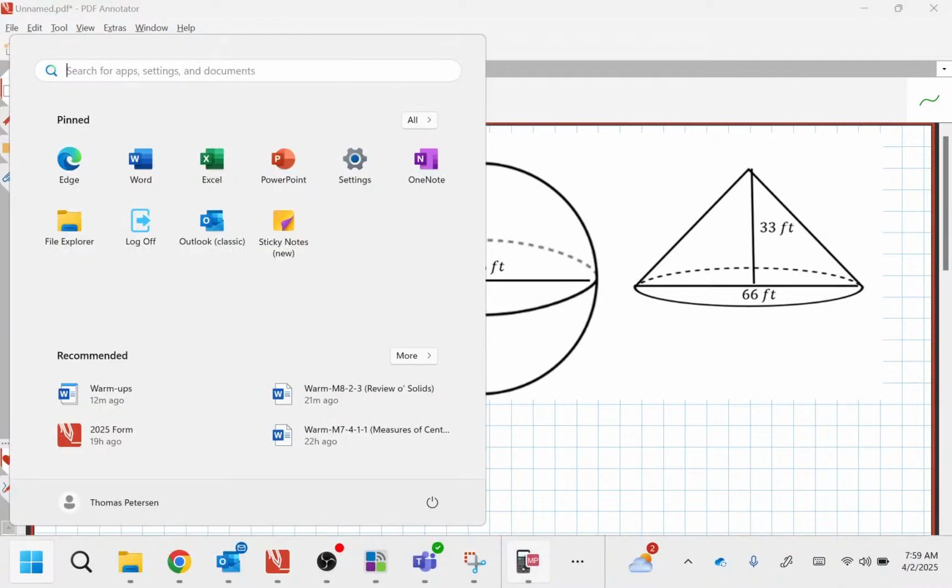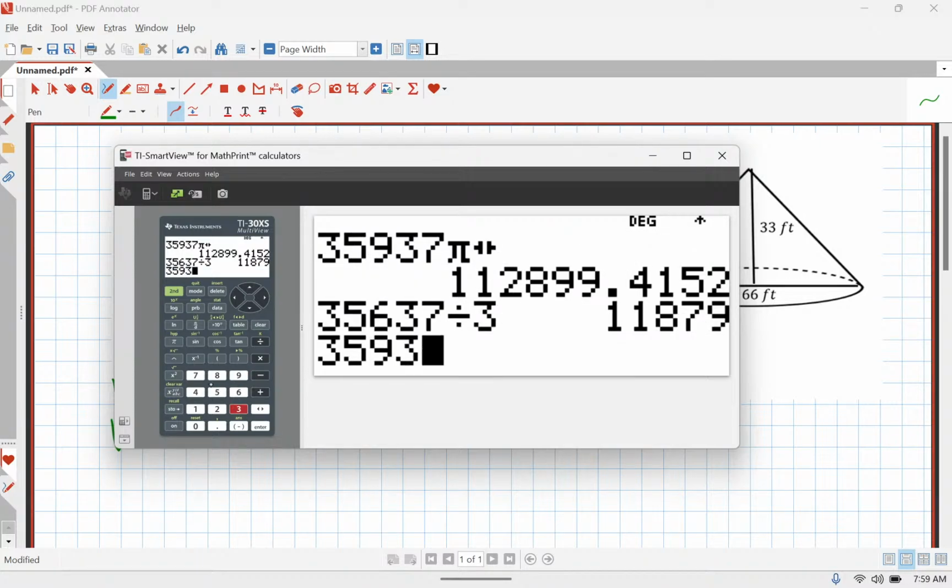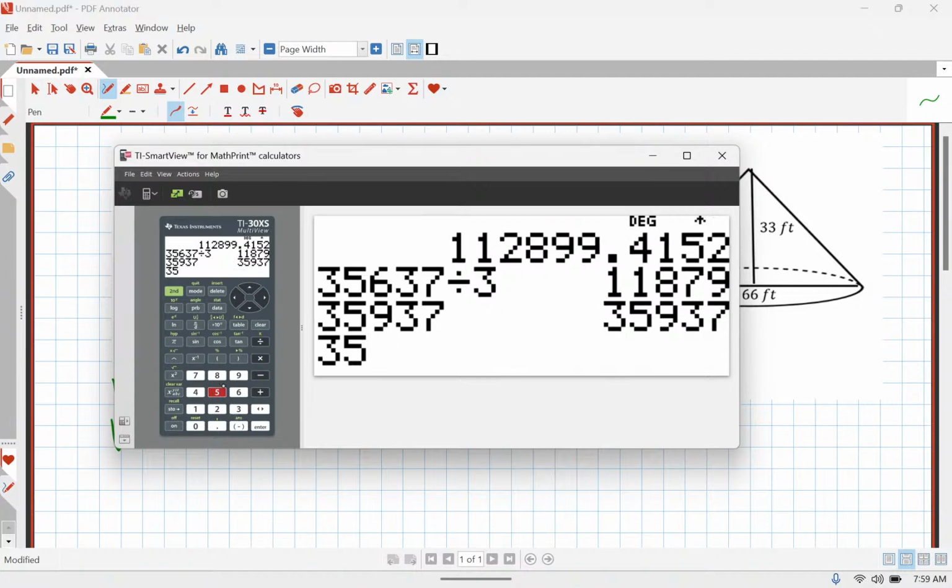So 35,937 divided by 3 is 11,000. Oops. I was about to say, wow, what are the chances that that's also divisible by 3? And then I realized what number I switched, and I was like, oh, 100%. I just hit the number again. Calculator, what's 35,937? And I'm like, thank you, calculator. And this calculator is like, this guy needs help.